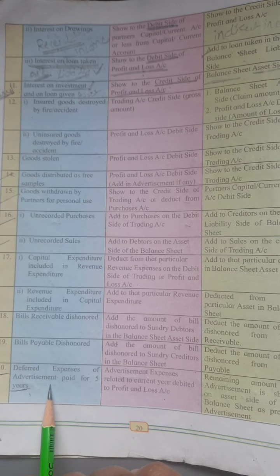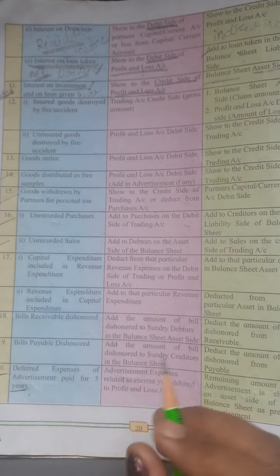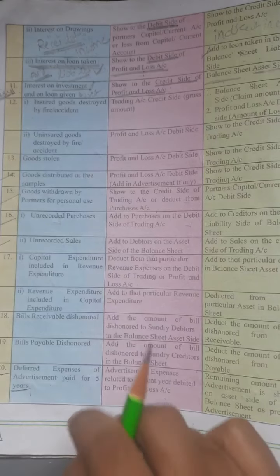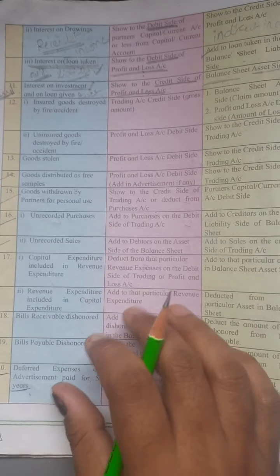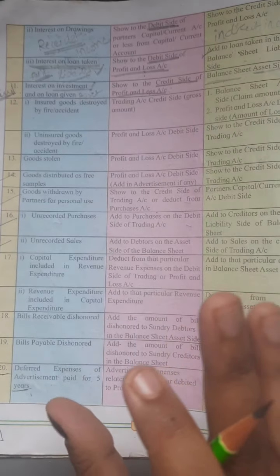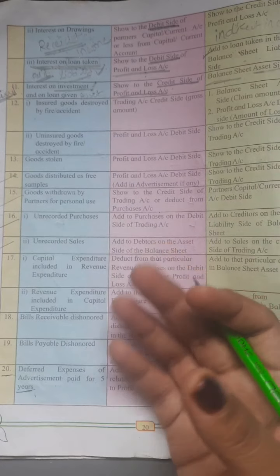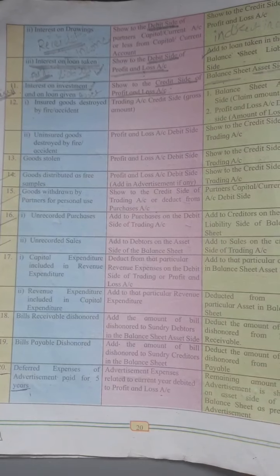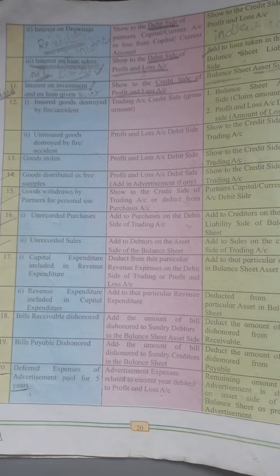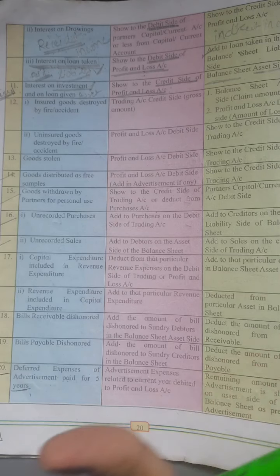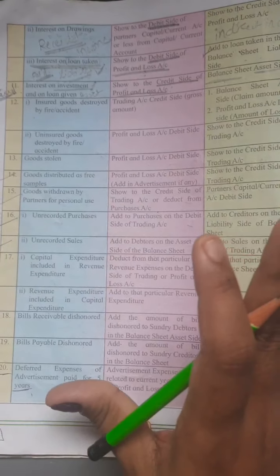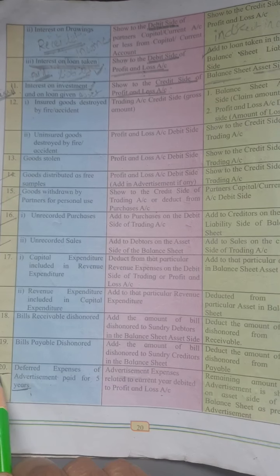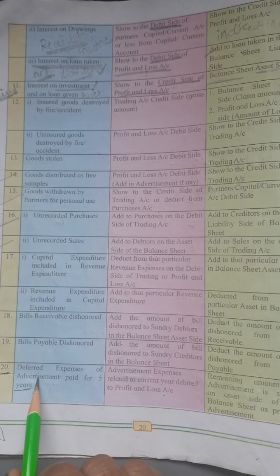But always remember, while preparing the final accounts, we have to record the expenses or income related to that particular financial year only. If any expenses are paid for the next year, or any income is received for the next year, we cannot record that expense or income for that particular financial year. So for this purpose, there are some adjustments. See, adjustment number 20 is an example of that type of adjustment.